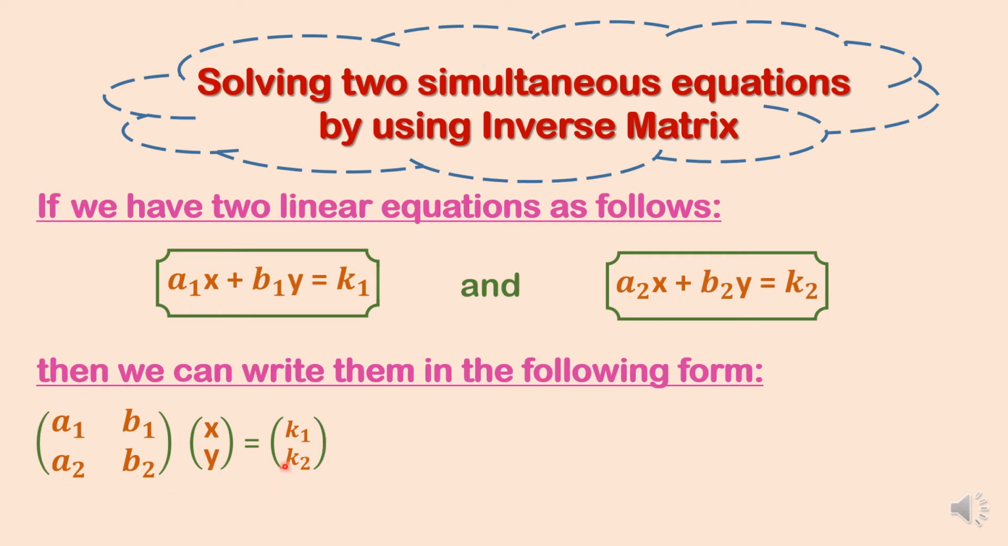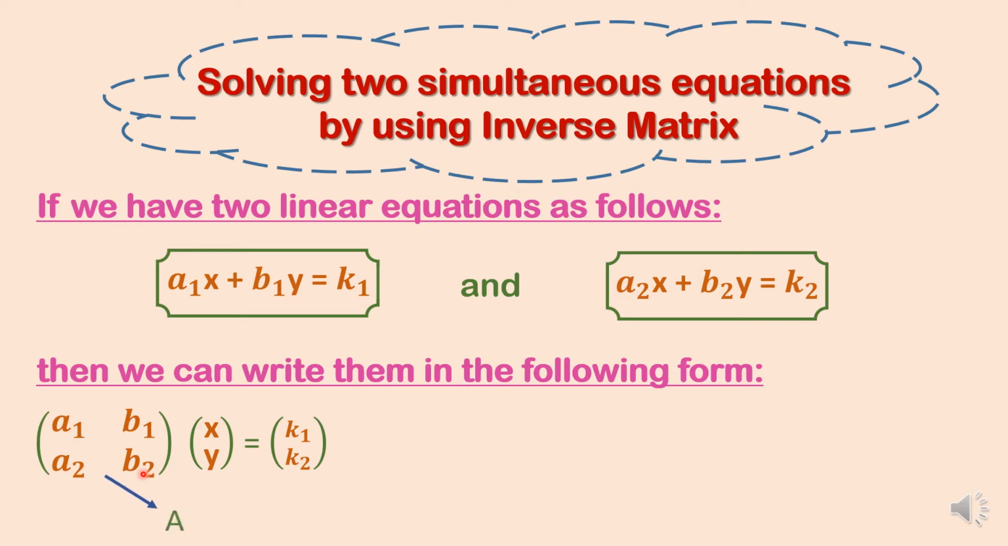What are these matrices? A1 is the coefficient of X in the first equation. B1 is the coefficient of Y in the first equation. A2 is the coefficient of X in the second equation, and B2 is the coefficient of Y in the second equation. X and Y are the unknowns to be found. K1 and K2 are the answers of the two equations, so K1 must be after the equal sign, and K2 also.